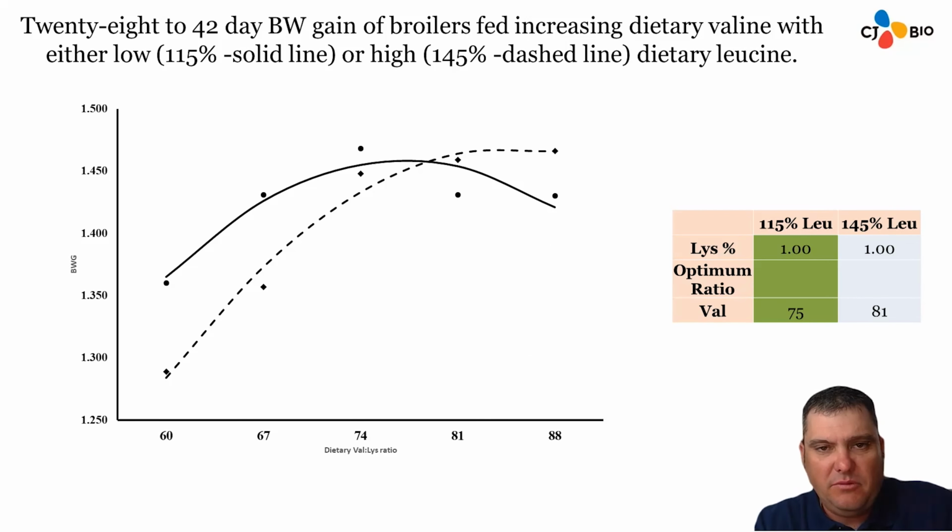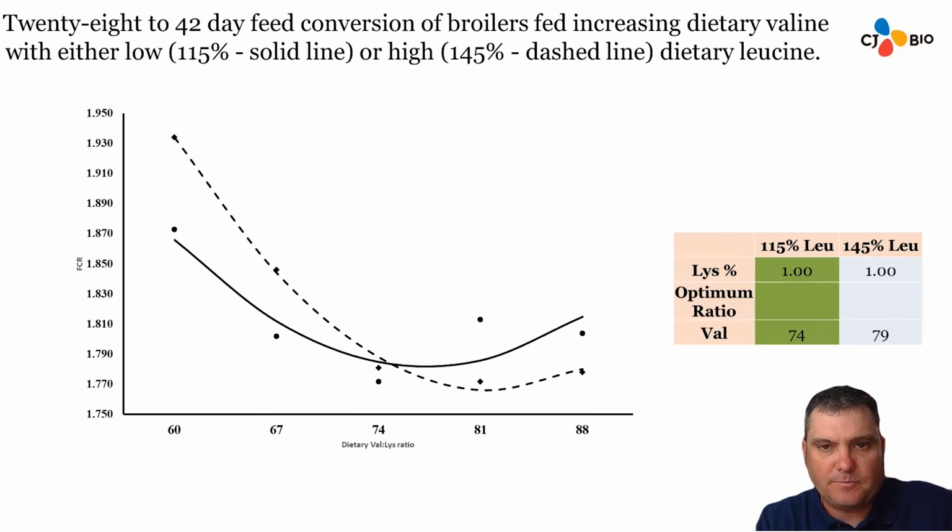And as you can see, when we run our quadratic polynomials, we identify our optimum valine ratio. At 115, our optimum valine ratio is 75 to maximize body weight gain. However, at 145, our optimum ratio is at 81. So as we increase leucine, we are shifting the requirement curve higher.